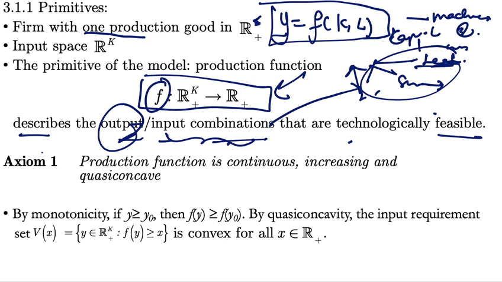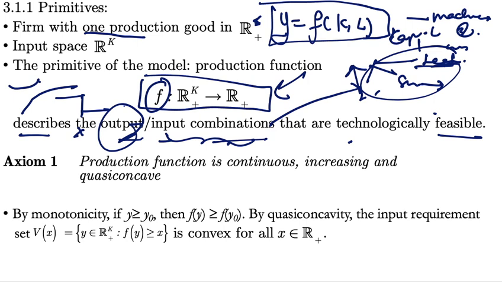Axiom 1 says the production function is continuous. That means if you draw a curve for the production function, you don't find any gap between one point and another. Let's say like this, this one is also continuous. But if I do this, it is not continuous at this particular point. You get what I mean here? So the production function is continuous, increasing and quasi-concave.